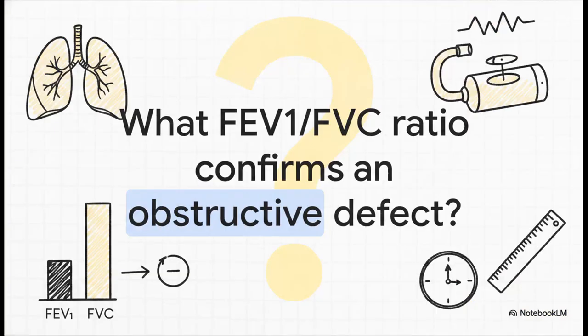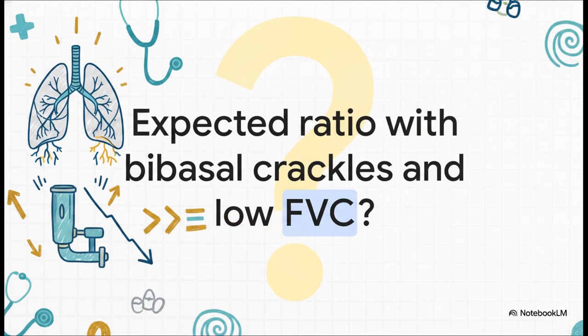What numeric FEV1 over FVC ratio threshold is universally utilized in standard spirometry to confirm an obstructive ventilatory defect? Think back to that golden rule we talked about earlier. The numeric threshold confirming obstruction is less than 0.70 or less than 70%. Here's our next scenario, question 2.